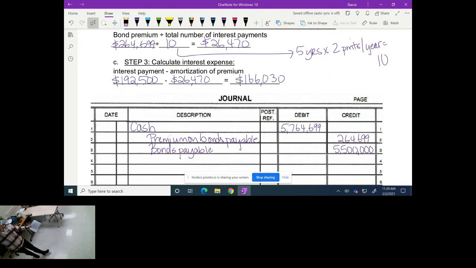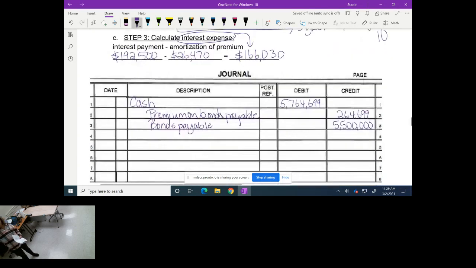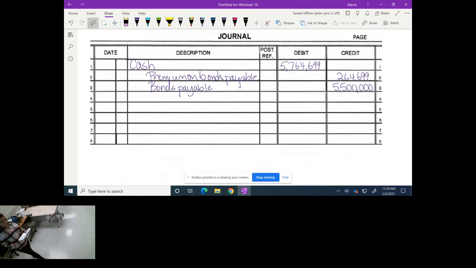Now our payment's not going to change, so I don't mean to be confusing. This is our interest expense amount right here. We're still going to pay the $192.5. But when we sold it to them, we had them pay extra up front so we could recoup that difference. All right, so interest expense. We're going to debit our interest expense.